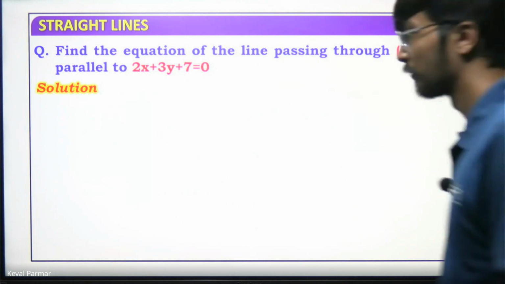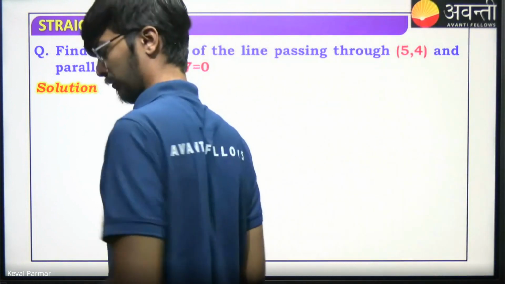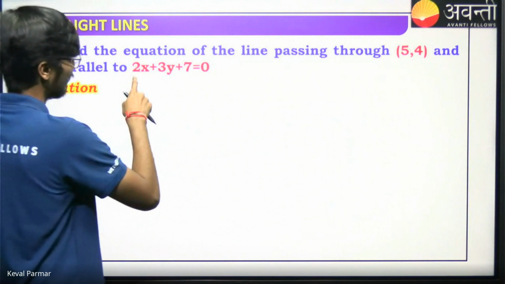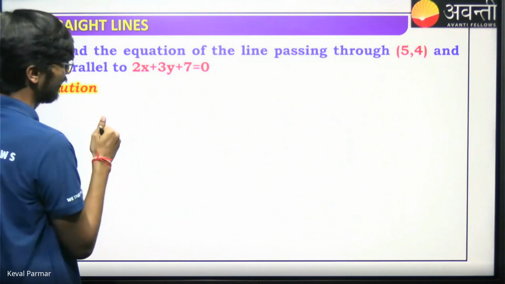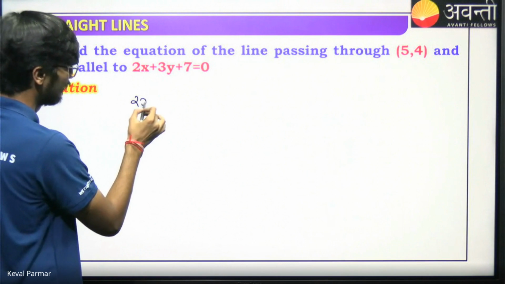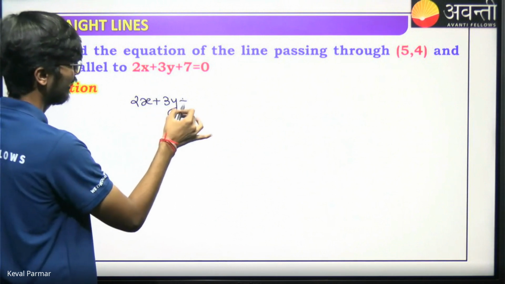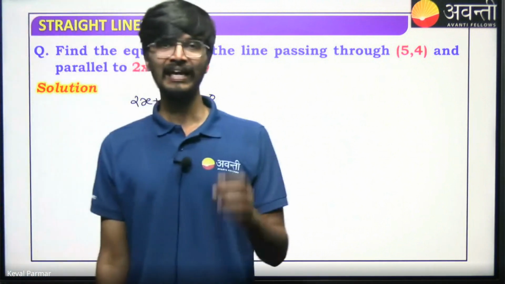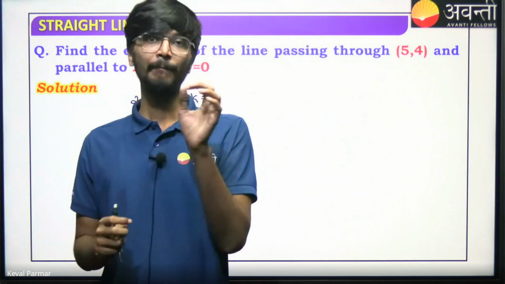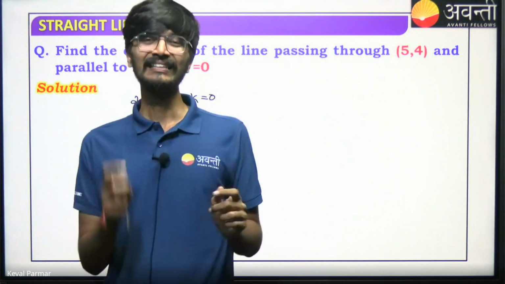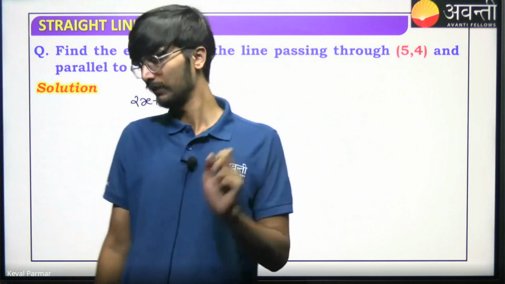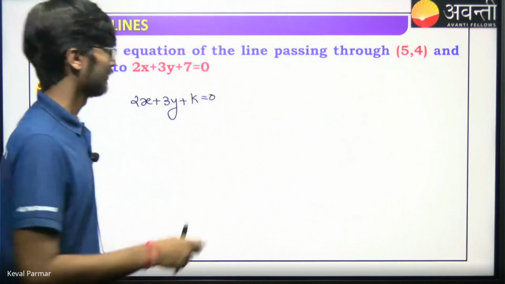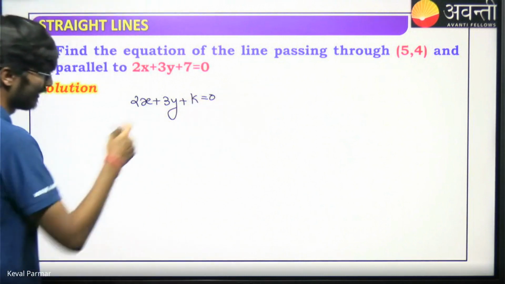Still no one, guys? What happened to you guys today? Let's see. My required line is parallel to this line, so I can assume the equation will be 2x plus 3y plus k equals 0. Now, in the last lecture, we studied that if a point passes through a line, then that point must satisfy the equation of the line. That means I can substitute (5, 4) here to get the value of k.